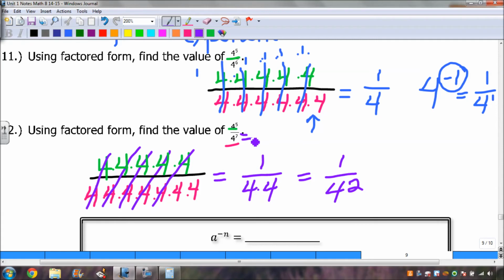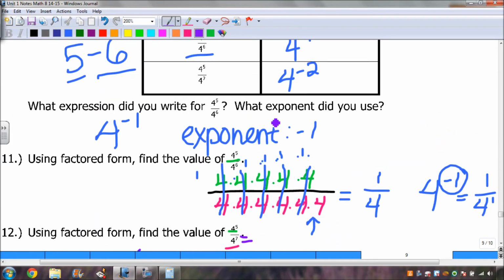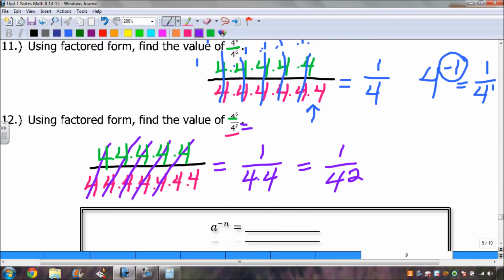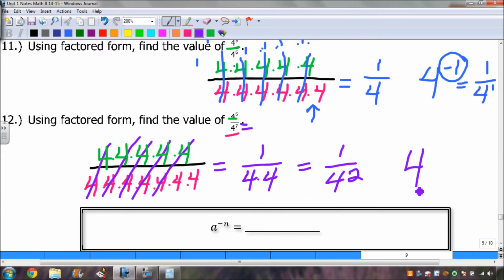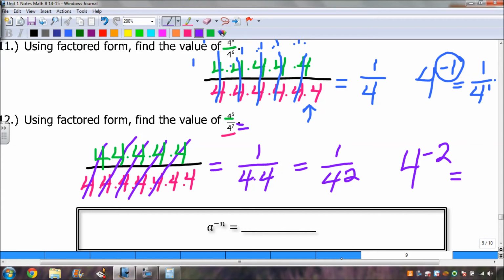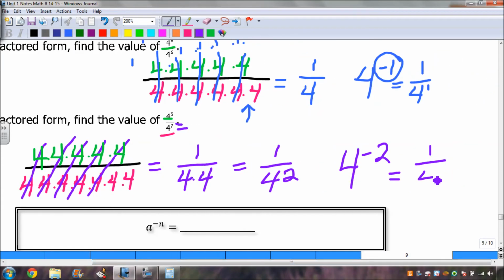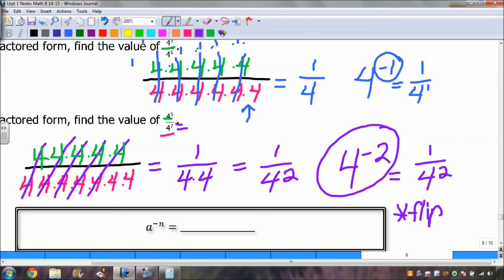So remember we said earlier that 4 to the 5th power divided by 4 to the 7th power is 4 to the negative 2nd power right here. So that means that 4 to the negative 2nd power is equal to 1 over 4 to the 2nd power. So basically what this means is you're going to take whatever exponent you have here, if it's negative, and you're going to flip the fraction or do the reciprocal. So I want you guys to write down that it is the reciprocal.